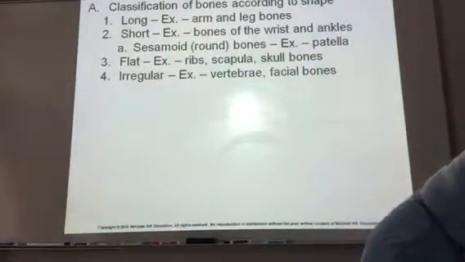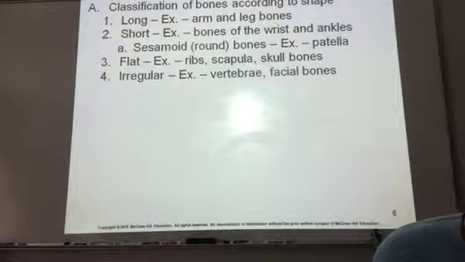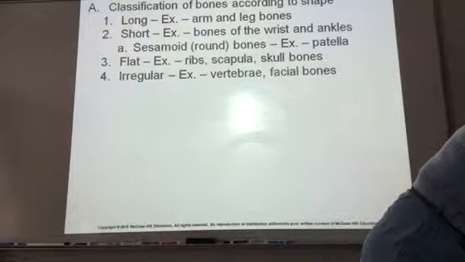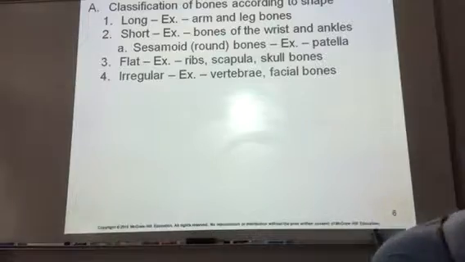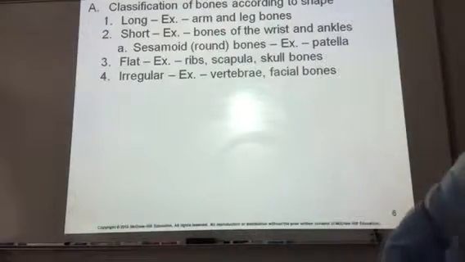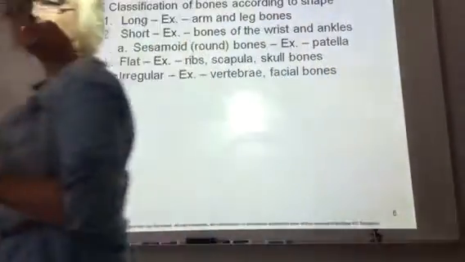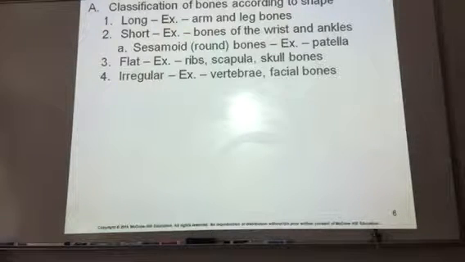So your bones are classified by their type, what they look like, and how they're shaped. So basically there's long, short, flat, irregular, and then your patella is a specific example of a sesamoid bone.